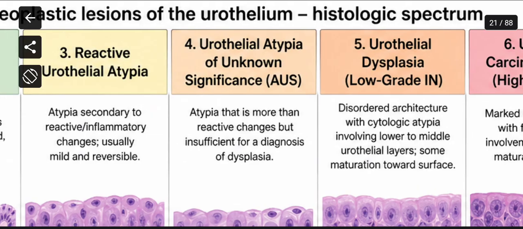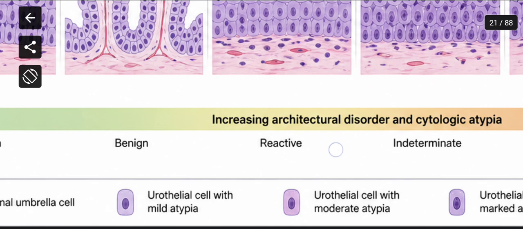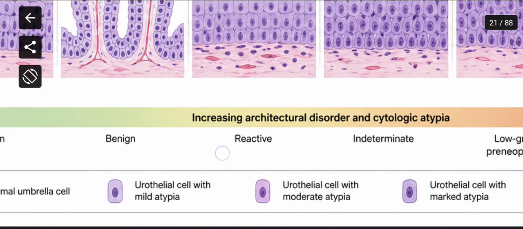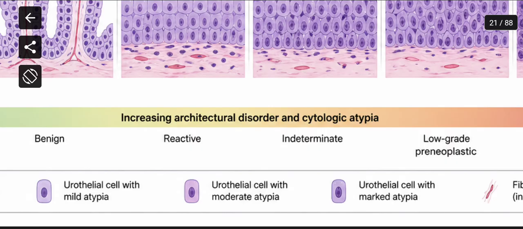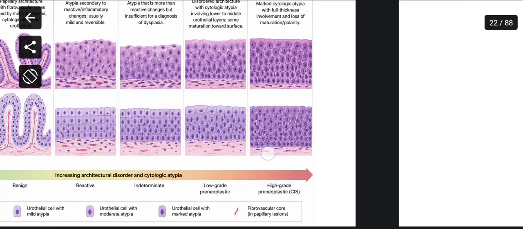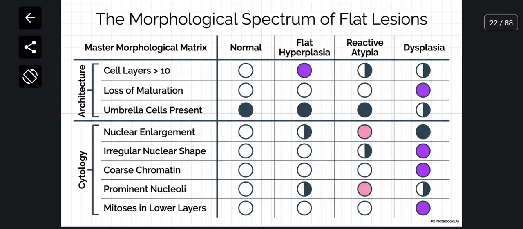So for the confusion between reactive atypia versus dysplasia, if we see atypia that is disproportionate to the amount of reaction and inflammation that we see, we can label that as atypia of unknown significance, right? So flat and papillary hyperplasia are benign. As you go on, the architectural disorder and cytological atypia increase. It's the same thing explained in this graph.